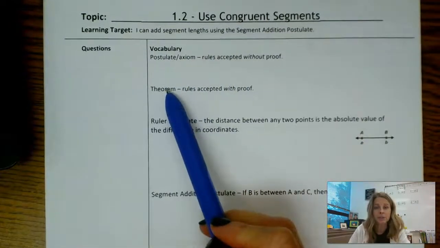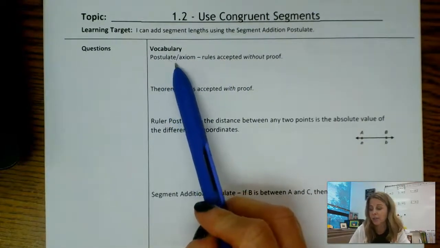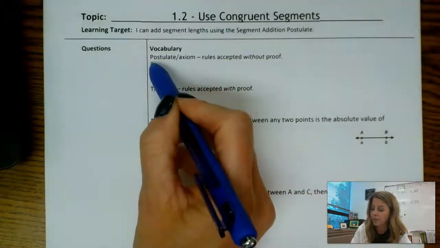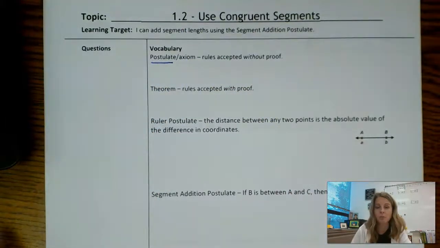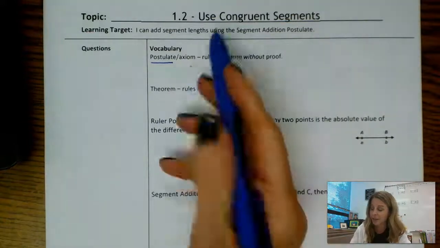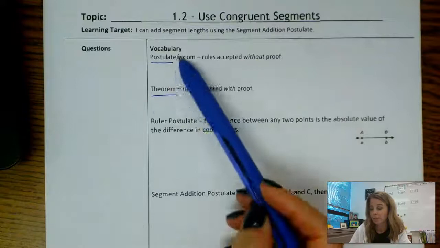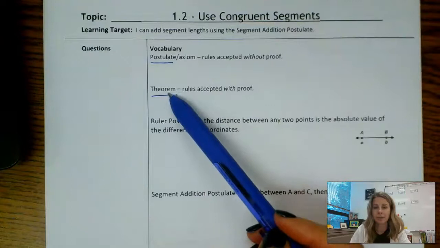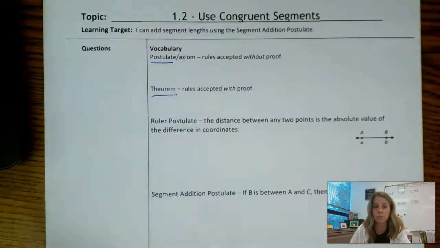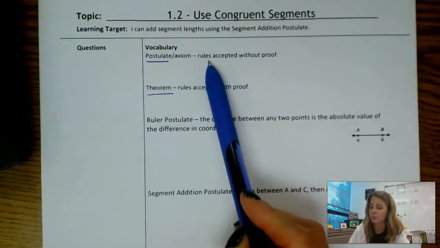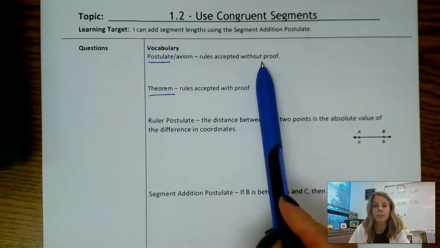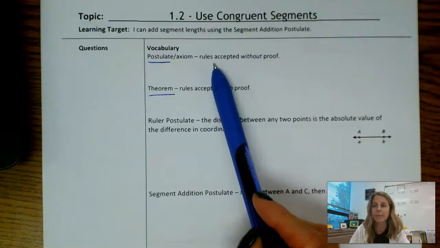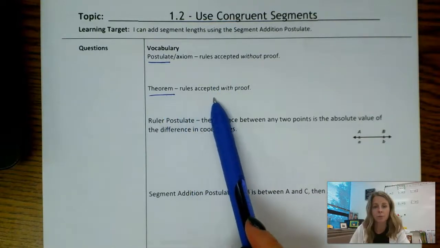So a couple of definitions here. We've got postulate / axiom. Postulate is something you'll see a little bit more often than axiom. And then the other one is theorem. So basically these two ideas in geometry, or math in general, are basically rules that we function with in math. So a postulate is a rule that we accept without proof. It's closer to a definition, things like that, a little bit more basic. Theorems, though, are rules we accept with proof.